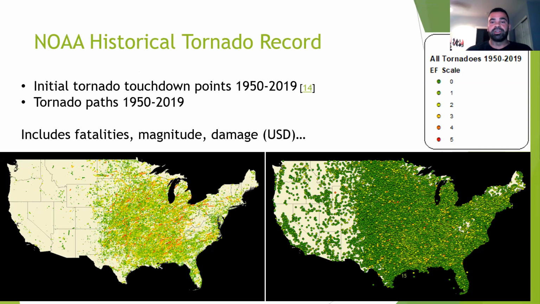The data for my project will include initial tornado touchdown points and tornado paths collected from NOAA's Storm Prediction Center. The maps below show the data in Esri desktop tools. The data set spans from 1950 through 2019 and includes fatalities, magnitude, and damage within the metadata.